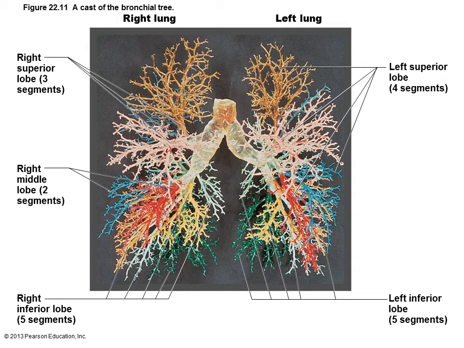Cartilage rings become irregular plates. In bronchioles, elastic fibers replace cartilage, and epithelium changes from pseudostratified columnar to cuboidal. And cilia and goblet cells become sparse, and relative amount of smooth muscle increases. This allows constriction.